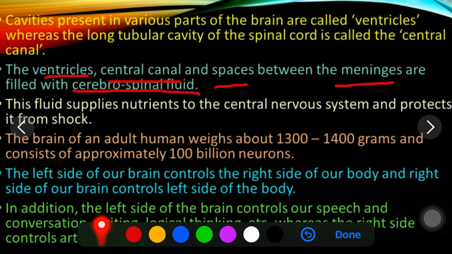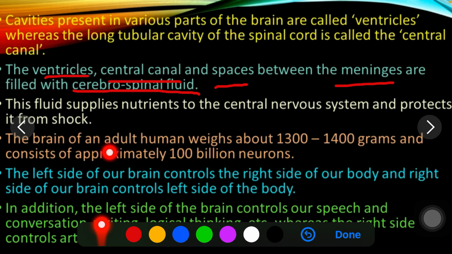Understood? किससे fill है? Cerebrospinal fluid. This fluid supplies nutrients to the central nervous system and protects it from any kind of shock. Understood, student?